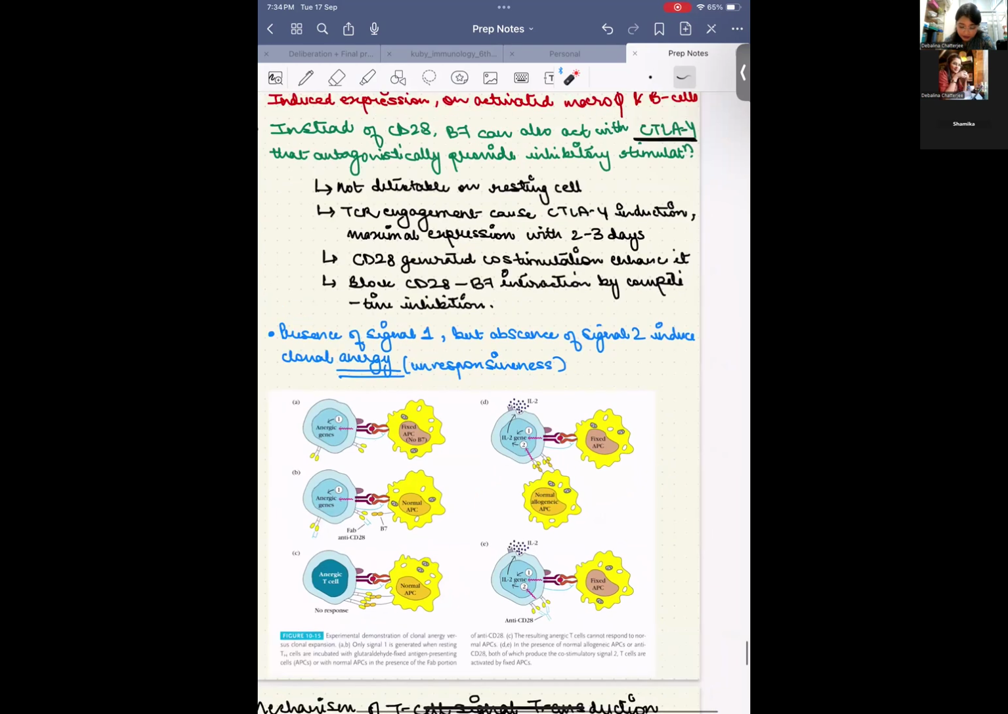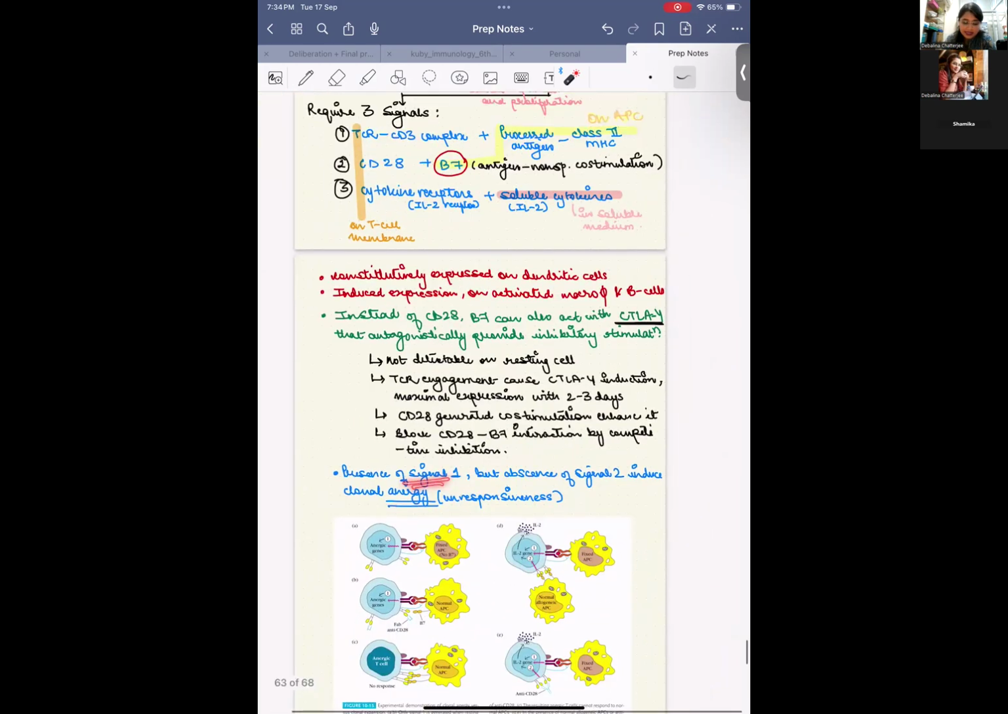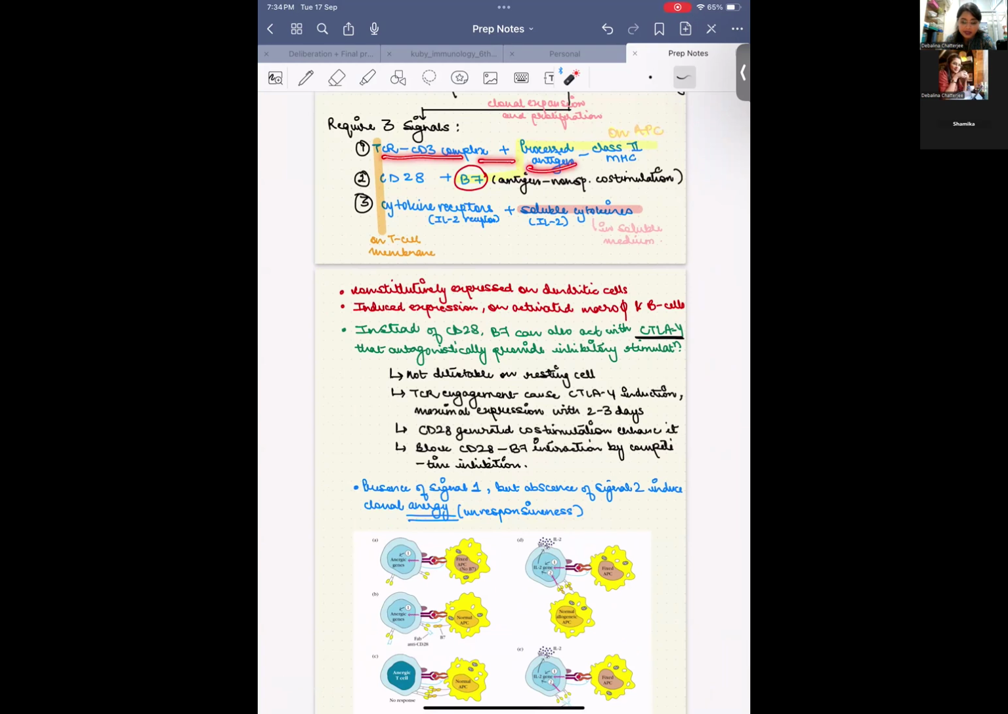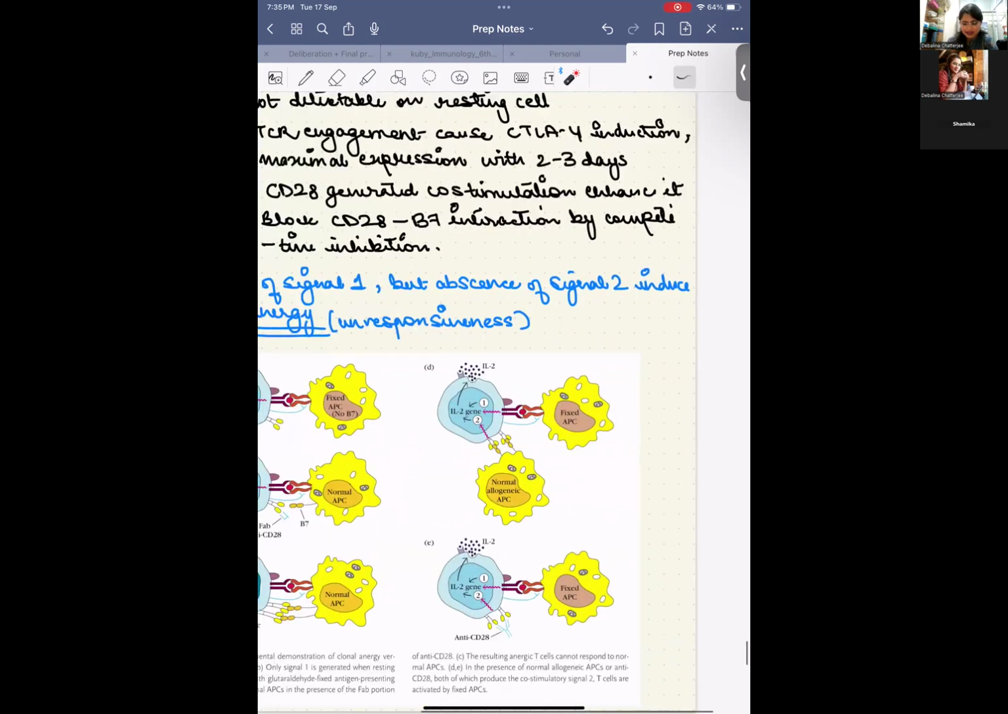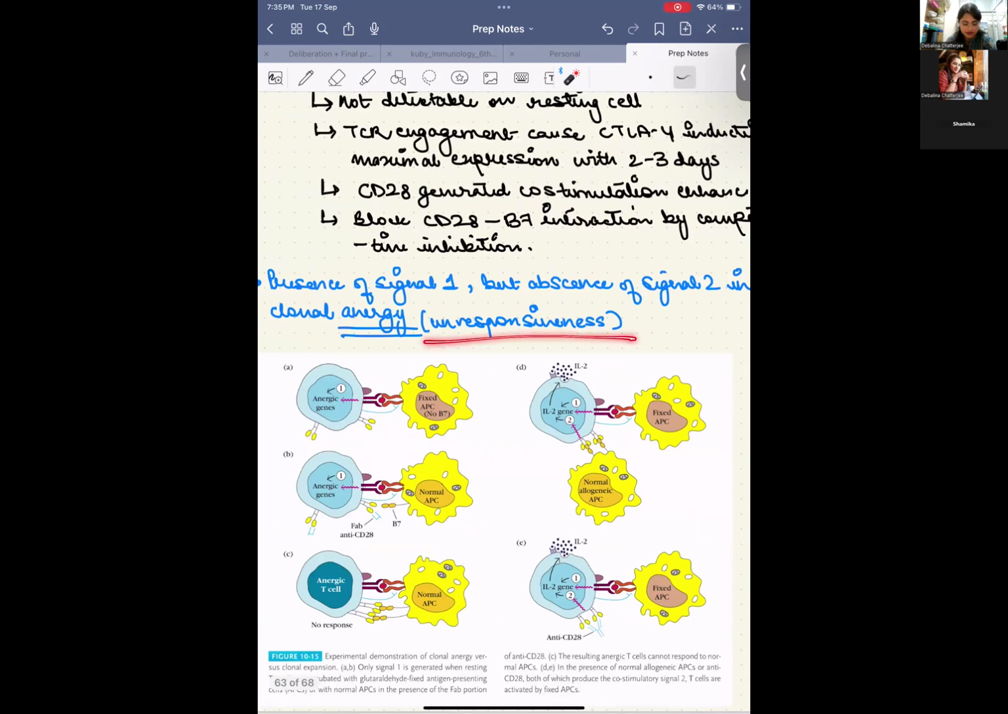Also, in the presence of signal 1, so let's say the TCR got an engagement signal with the processed antigen and MHC molecule, but signal 2 is absent, as we can expect by the second or third day of T cell activation. So in the presence of signal 1 and absence of signal 2, the T cells get into a phase of clonal anergy. We have also discussed this for your B cells. Anergy in general means a state of non-responsiveness.